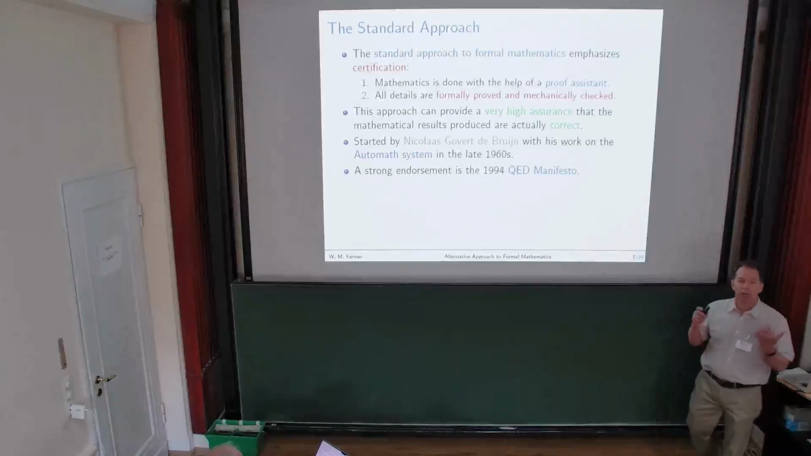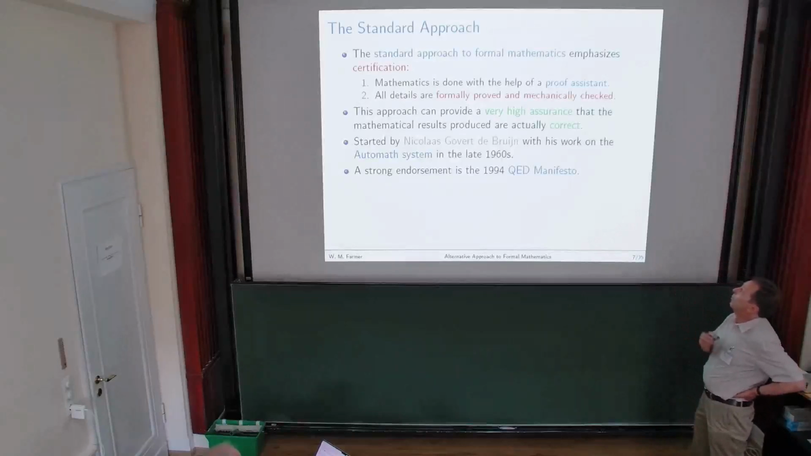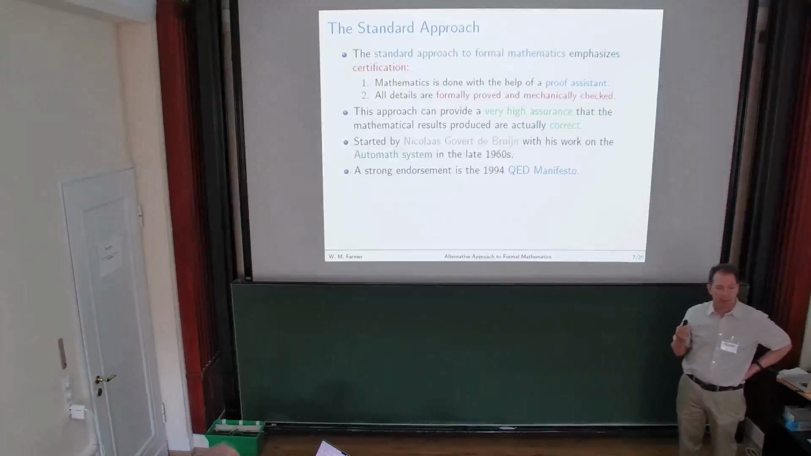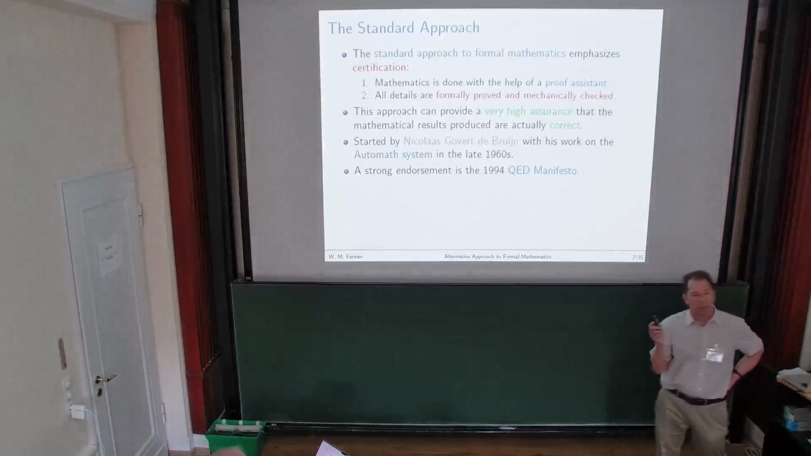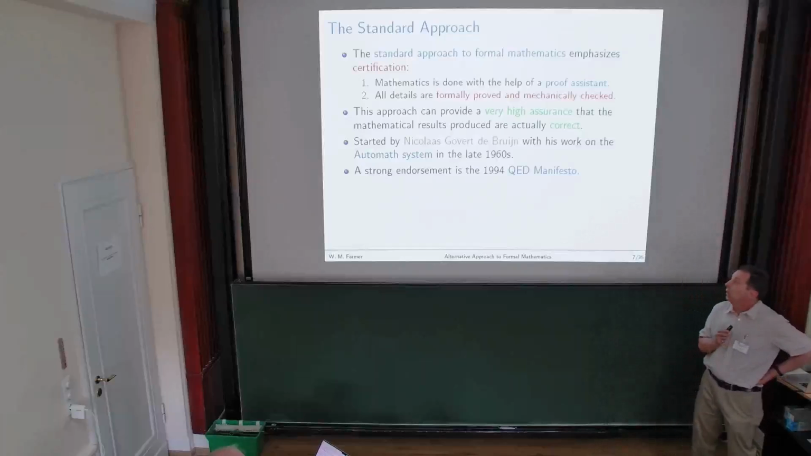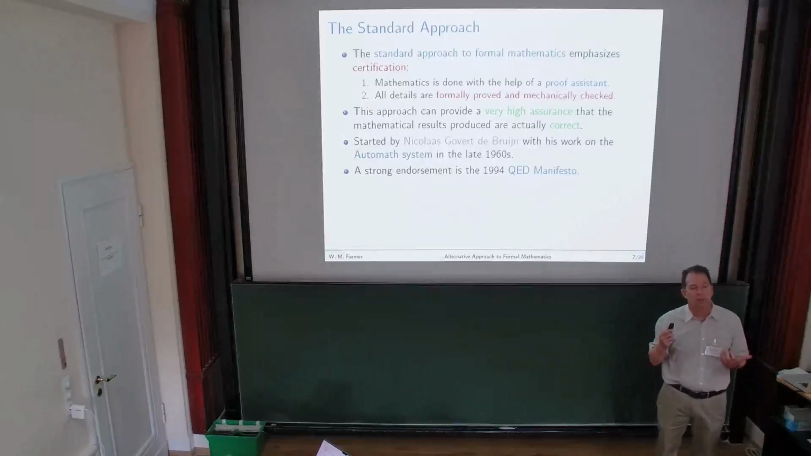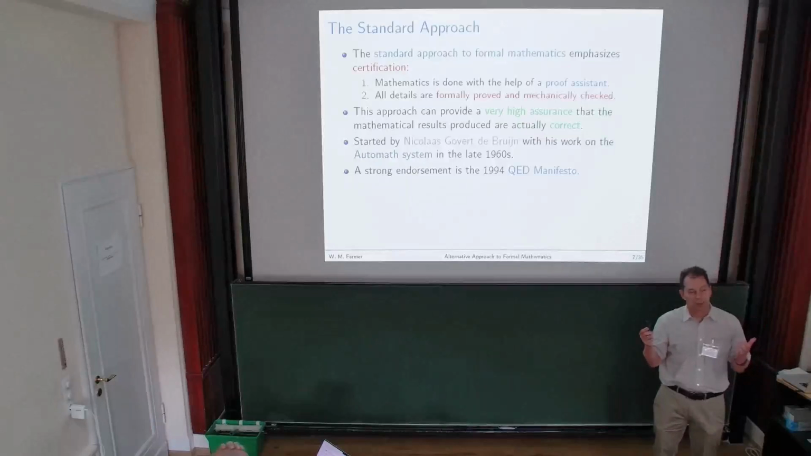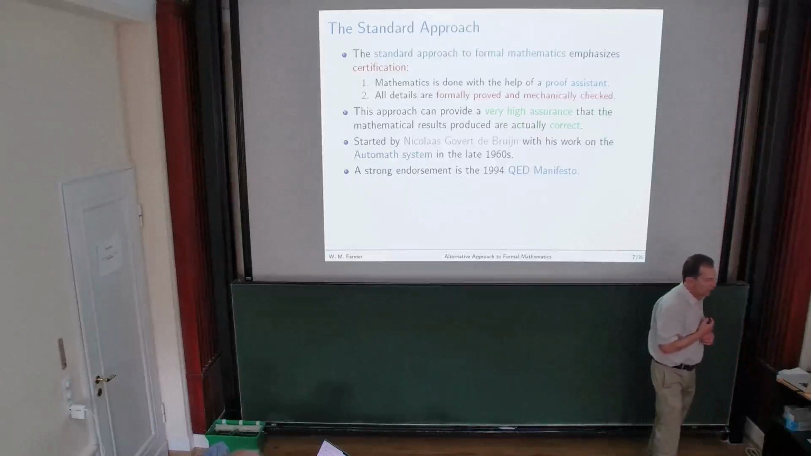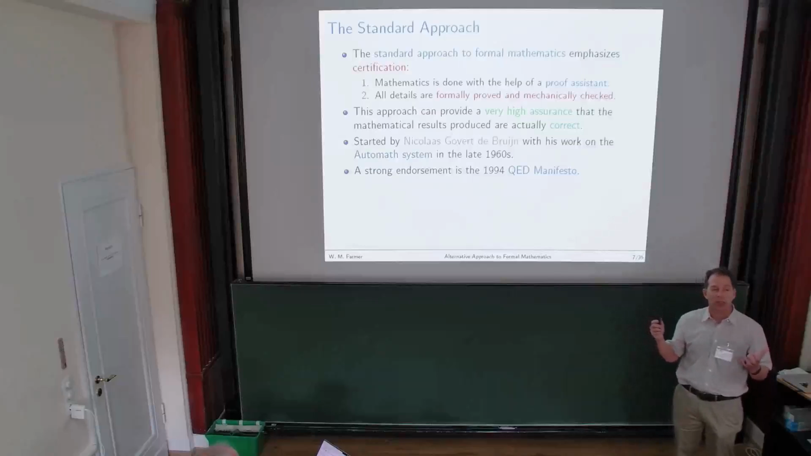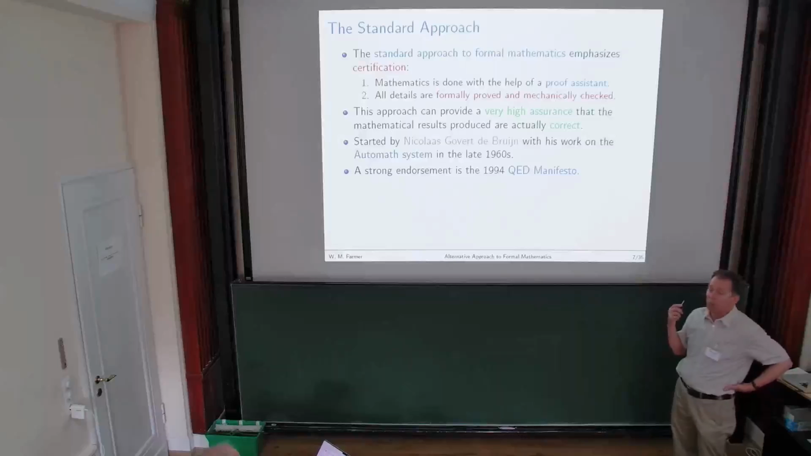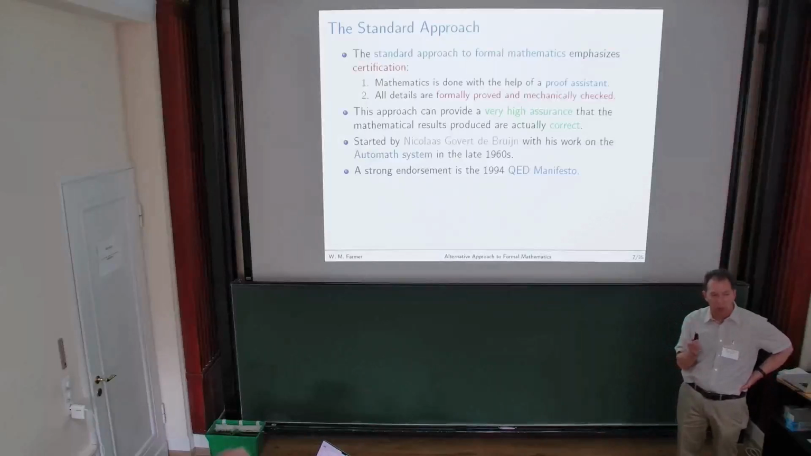So we have these benefits, and we have a standard approach, which, as I've described here, emphasizes certification. The idea with the standard approach is that you use a proof assistant, you do your mathematics with the proof assistant, and you check all details and mechanically verify them. Of course this gives you extremely high assurance that your results are correct. It doesn't give you 100% assurance because you could always make statements that you think capture the theorem you're trying to prove, but they're not quite right. This approach is what I'm calling the standard approach, which I believe most of you either use or are interested in. It goes back to De Bruijn in the late 1960s. So this is an old approach.